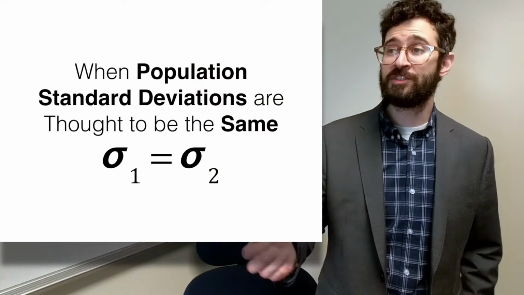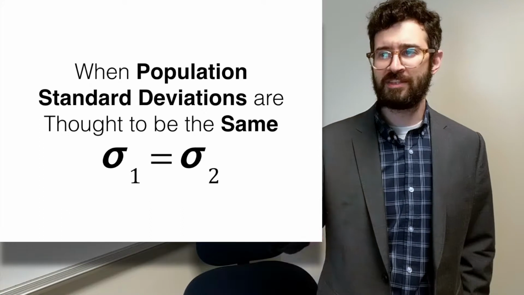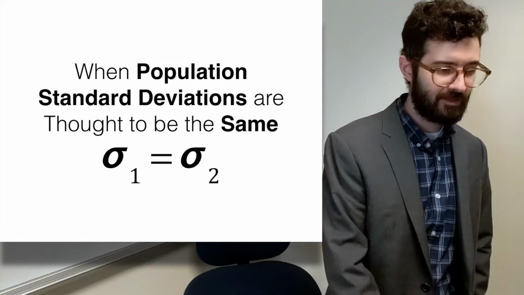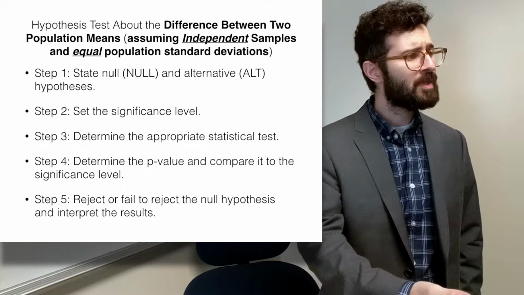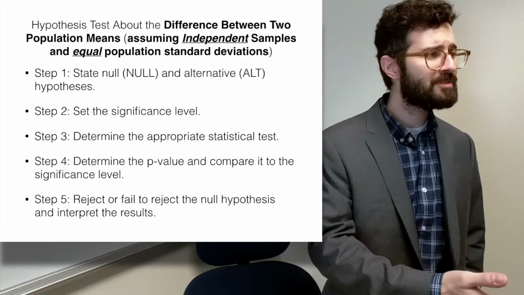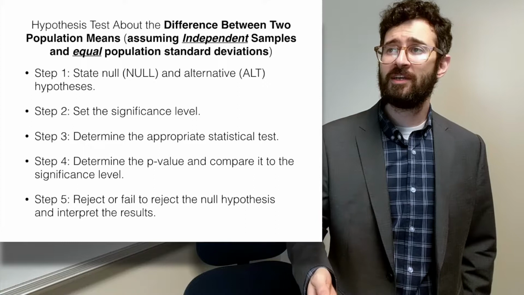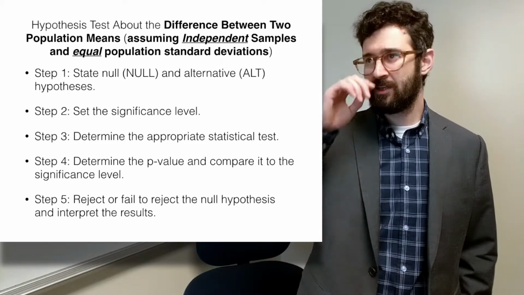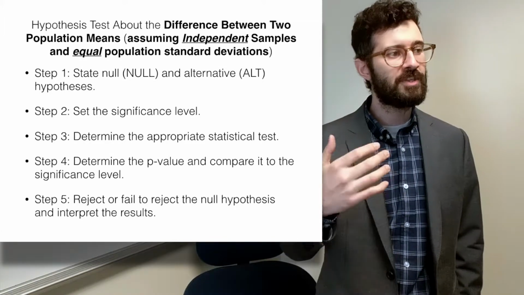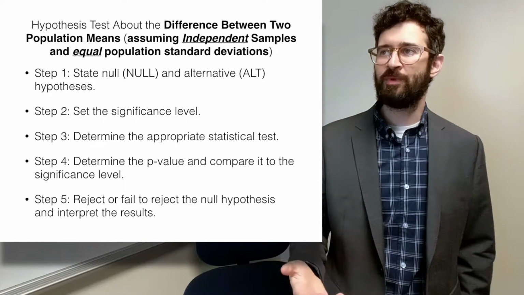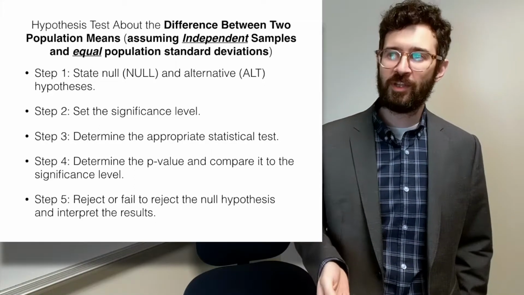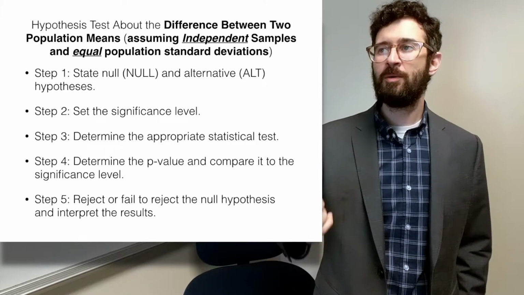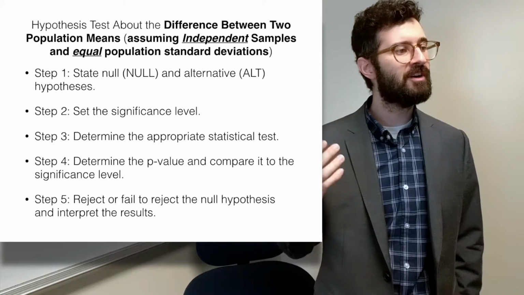Okay, so now we're going to talk about the case when the population standard deviations are thought to be the same. So we can find ourselves in the situation where we want to compare two groups. More specifically, we'll be interested in comparing the population means for these two groups, assuming what's called independent samples, as well as assuming that the population standard deviations are equal.